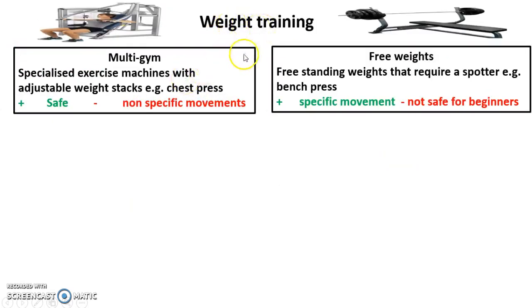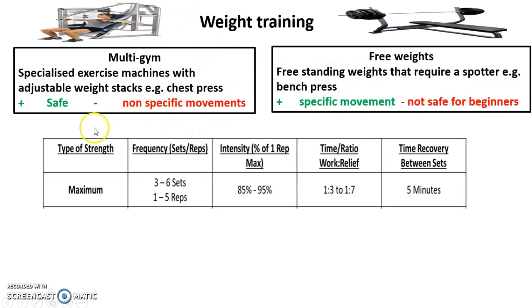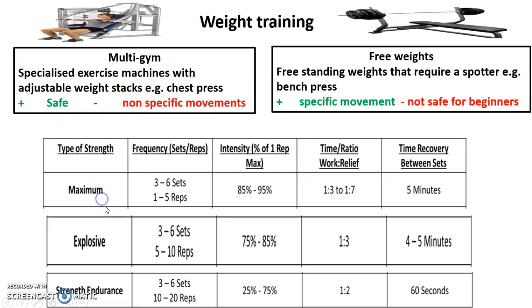So firstly, we have this idea of weight training. Okay, so 2 types of weight training: multi-gym, exercise machines, adjustable weight stacks. You can read that. And then on here, freestanding weights that require a spotter. They're your 2 types. Now, what is absolutely vital for this exam is, 1, we have an understanding of the training types of weight training. Secondly, we understand if the question asks us about a certain type of strength, we know how to devise the parameters that are going to allow us to improve that strength. So these are huge for this exam.